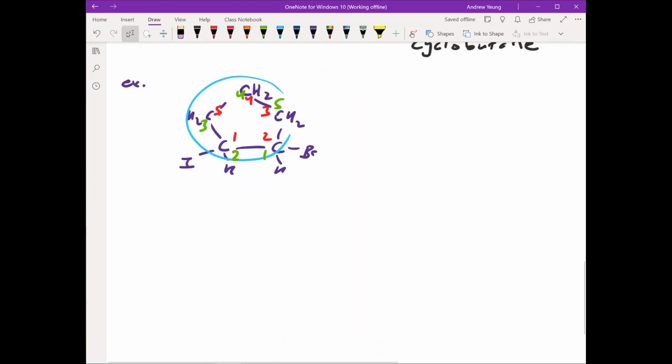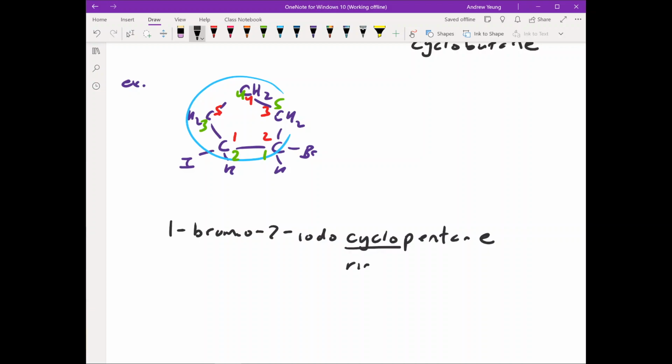Okay, so let's say, for example, I take the numbering in green. Bromo, Br, B comes before the I. So at position 1, we have a bromo. At position 2, so hyphen, we have an iodo group. And then before you say pentane, if I just say the word pentane, it means 5 carbons in a chain. To emphasize that this is a ring, we're going to say cyclopentane. Okay, so this prefix here, cyclo, implies that things are a ring, things are cyclical, things are in a circle.